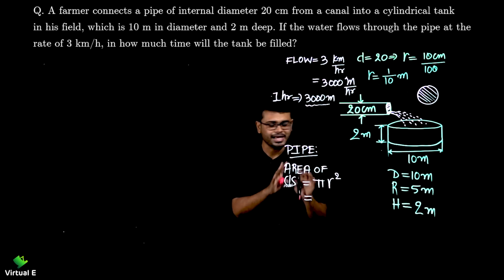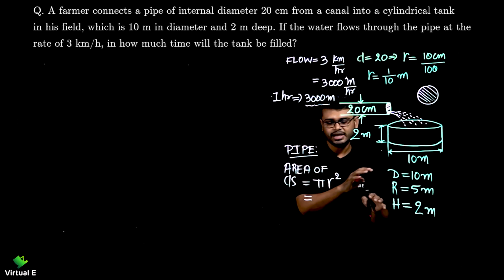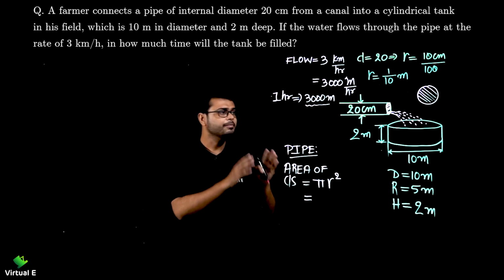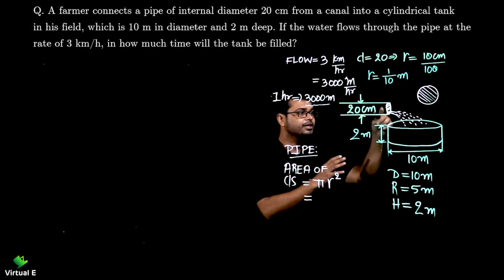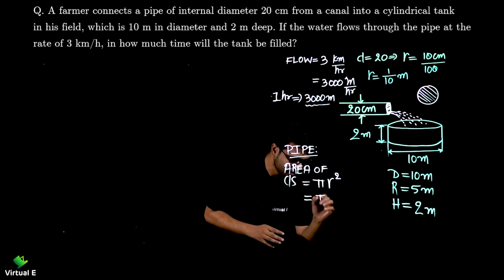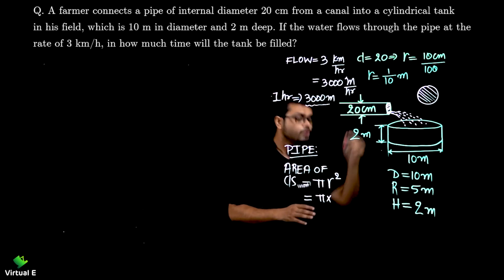Now see, let's keep pi as it is. The reason is that we will be getting 22/7 and we are going to compare the volume, so pi will get cancelled. Why am I keeping it as it is? Because I know this is a circular shape, and so is this one, a cylinder only. So pi as it is, into radius is what?